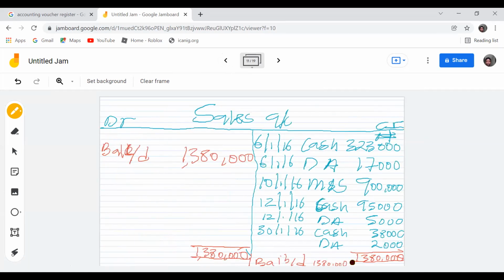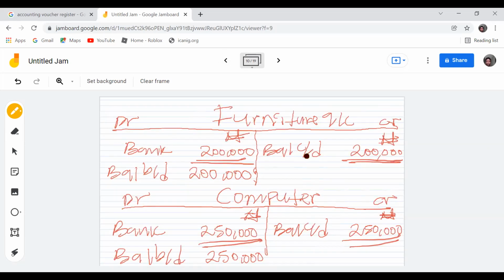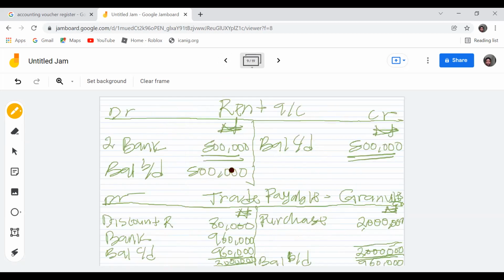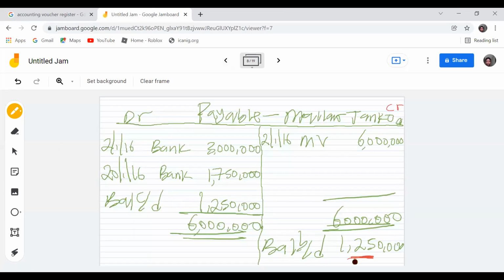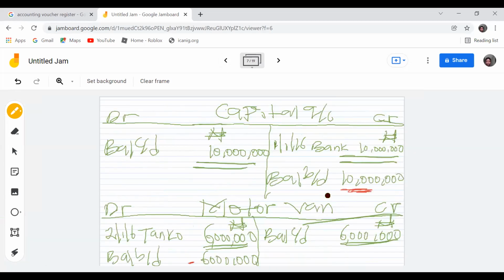If you check the trial balance in the credit side as well, you see 1,380,000 naira as sales. If you check the debit side of the trial balance, you see 200,000, and you also see 250,000 naira. Then you see rent as well of 500,000. Then you also see trade payable, which is a liability of 960,000. You're also going to see this particular amount in the credit side as well, and this in your debit side.